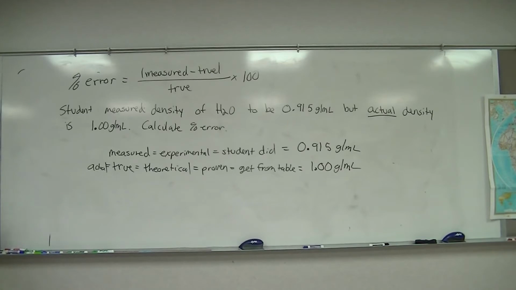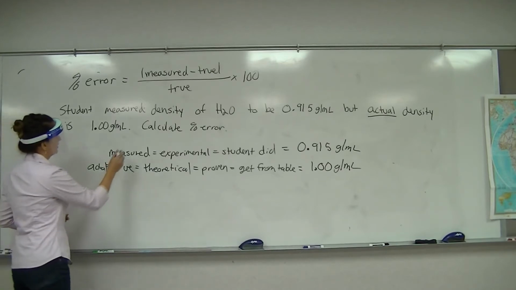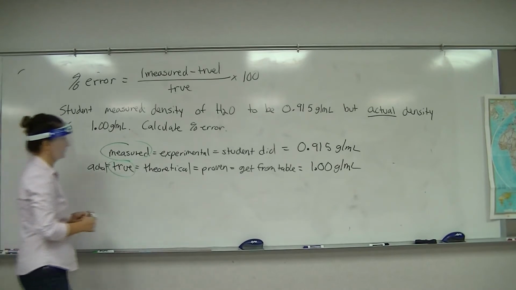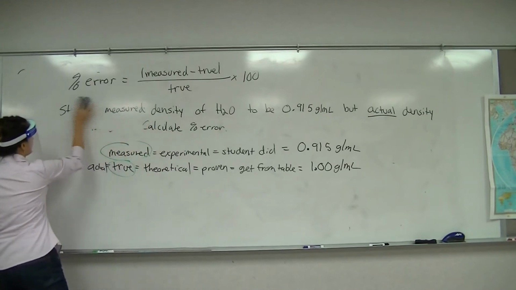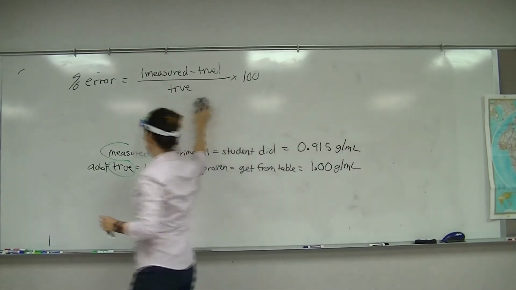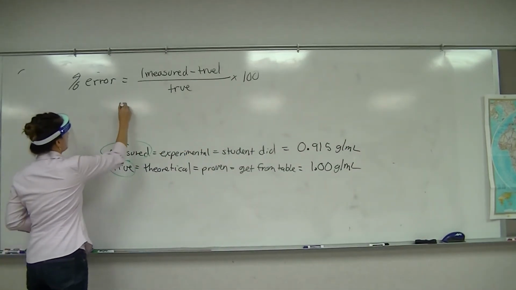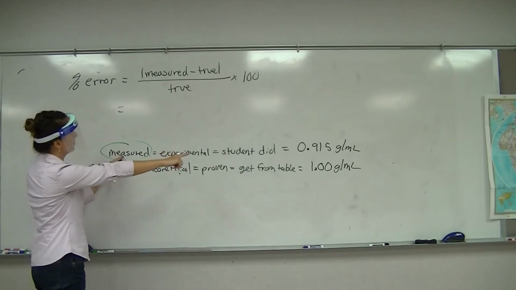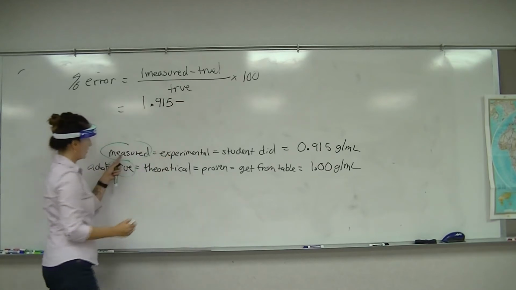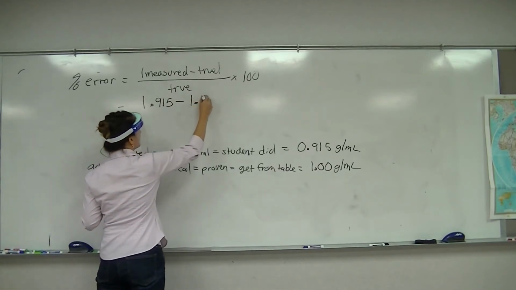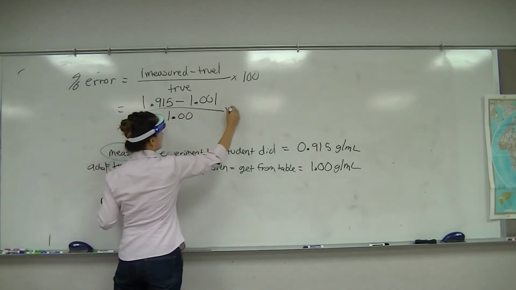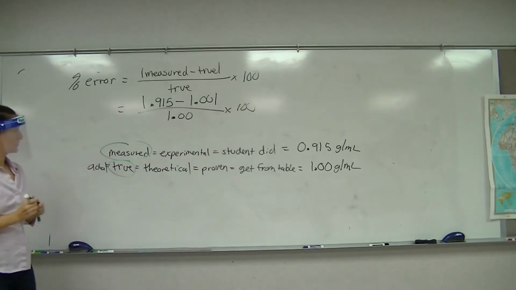Okay, so now we know which is which. Let's put them in the equation. I'm going to erase this so we can plug them in right below it. So, our measured 0.195 is going to go here. We're going to subtract our true, the 1, and then divide by the true, which is 1 gram per mil in this case. Don't forget to multiply by 100. That's what makes it a percent.